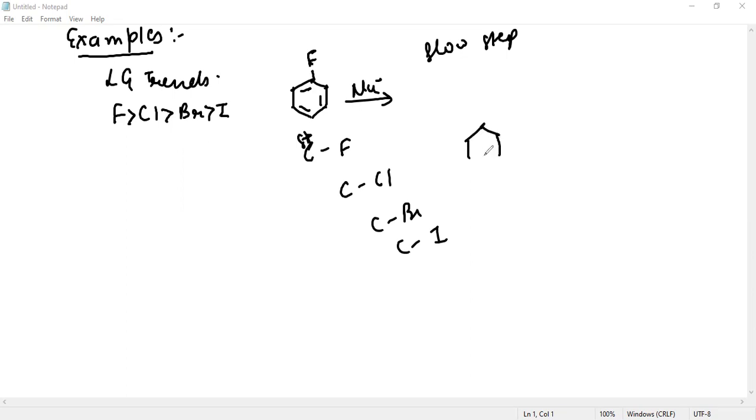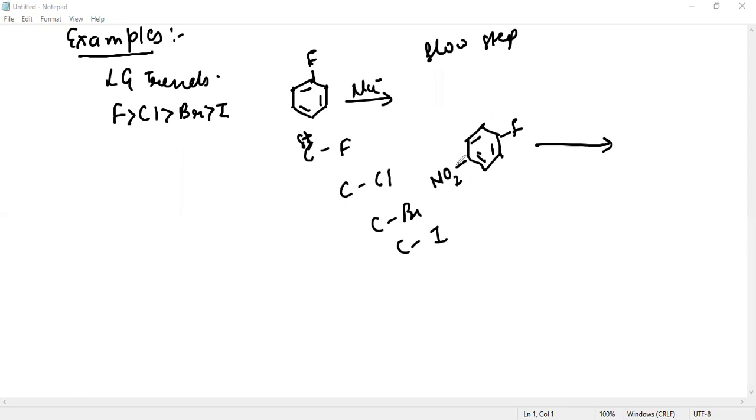Let's say we have this benzene ring, and then we want to put some nucleophile here. Let's say it's any nucleophile.